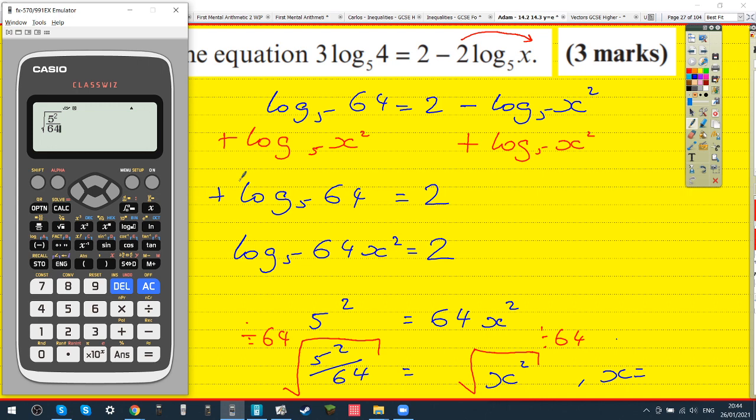I don't think I can put a square root over the thing again. I have to type it all out again. I've got 5 squared over 64 equals x squared, but I can't seem to fit the root over it. That's fine. Don't put a root down, just press solve.